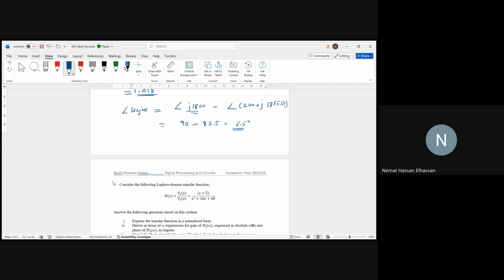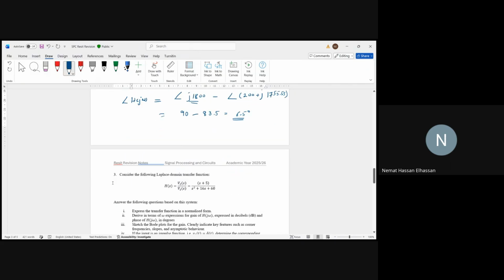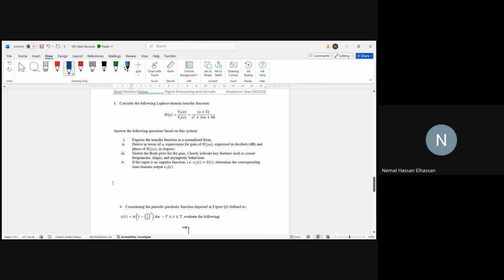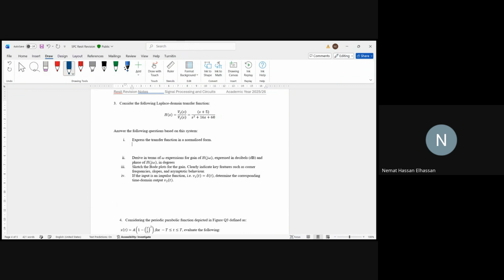Now let's move on to the third question. In the third question, we're asked to consider this Laplace domain transfer function, V2 over V1, which is equal to s plus 5 divided by s squared plus 16s plus 60. And you're requested, first, to express the transfer function in the normalized form.